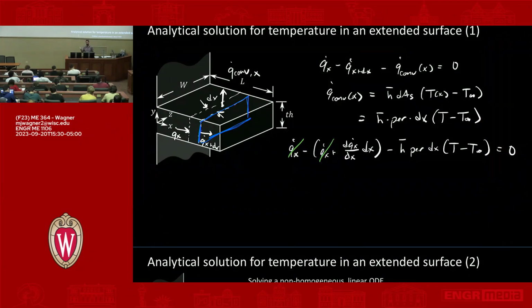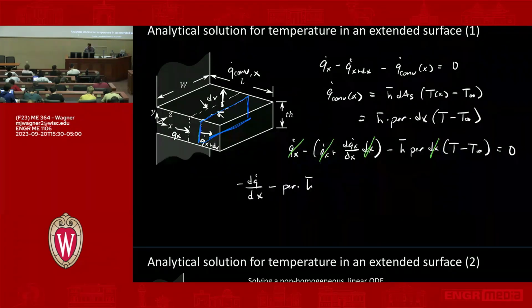Remember I said that's really important. If you can't cancel dx, you have a problem. So dx cancels out, and we're left with the differential equation for this, which is minus dq dot dx minus perimeter times h bar times T minus T infinity is equal to 0.